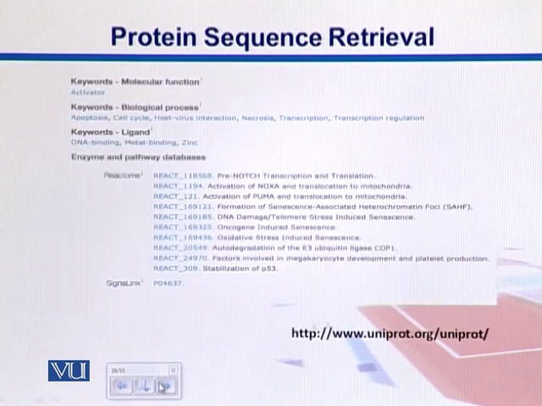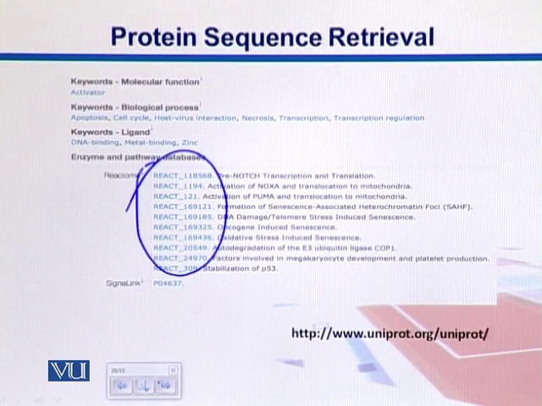Next, we move on to some other functions. In the biological process categories, we see that it is related to apoptosis. Normally, apoptosis is cell death. And then obviously it's related to the cell cycle and some other components. Then in the lower part, we see there are some enzymes and pathway databases. Reactome is a database in which we have a group of categorized reactions. These are the list of those reactions with which it is related.